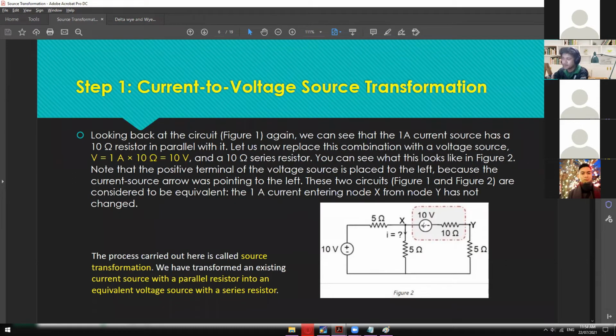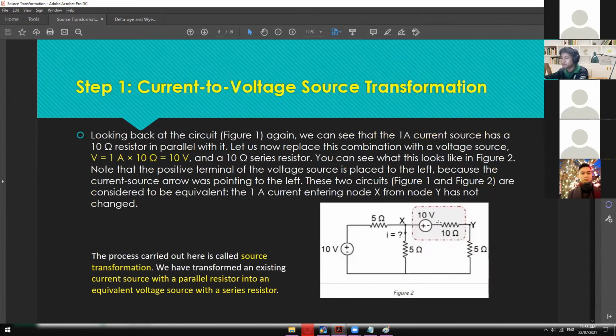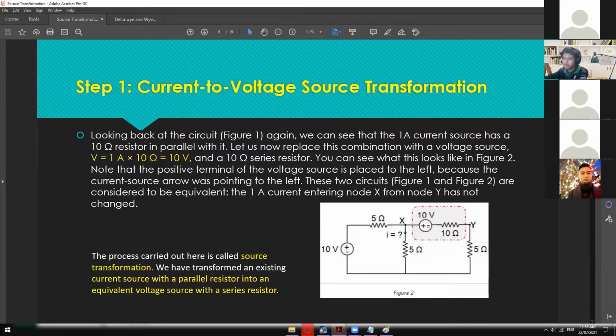the polarity of your voltage source. So, is it right here or right here? That one will depend on the flow or the arrow where it's pointing the current. So, if it's going to the left, then the left side will be your positive sign, and then the tail is of course the negative side. So, ganun lang siya. Okay?